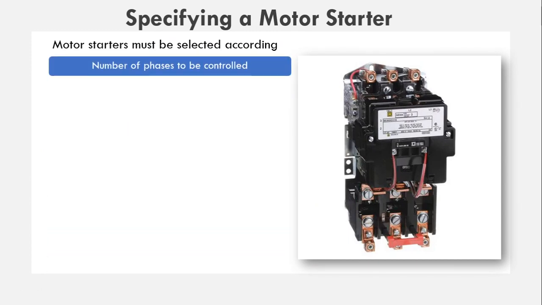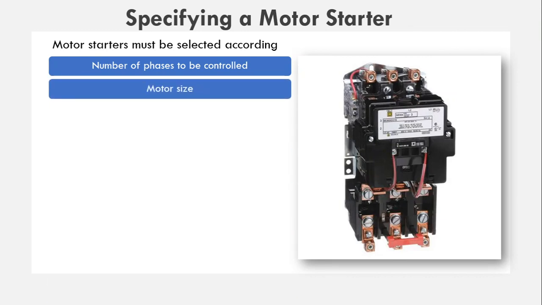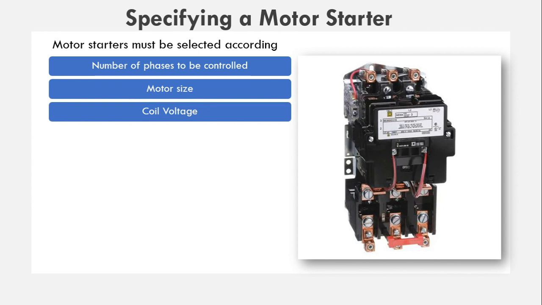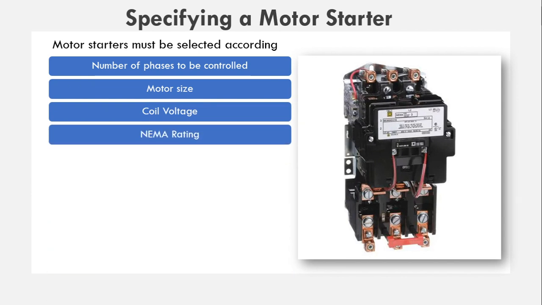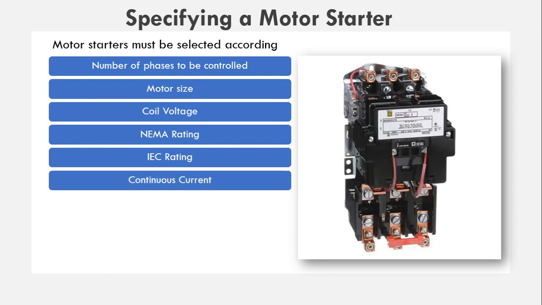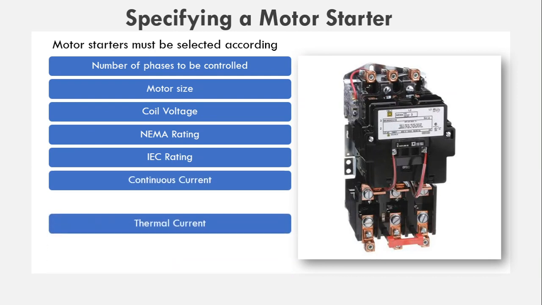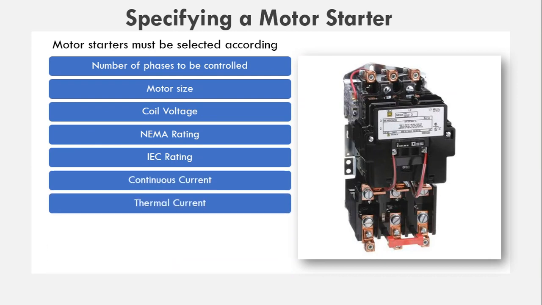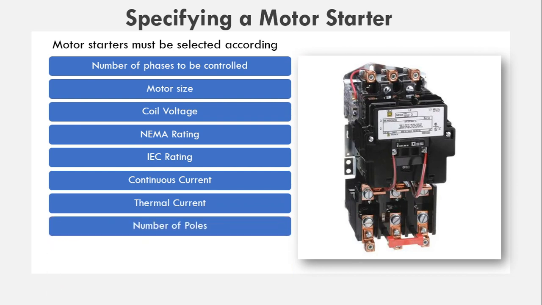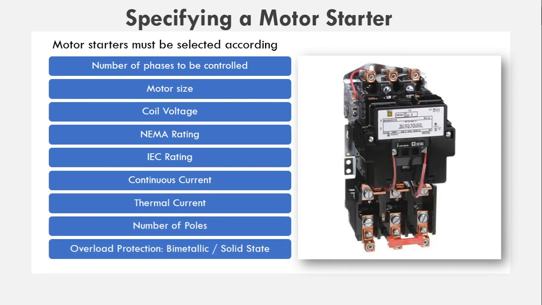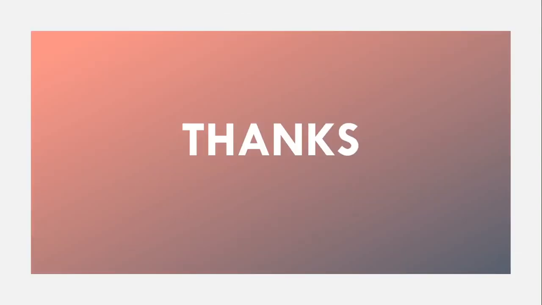Next is the specifications of a motor starter. The motor starter must be selected according to the number of phases to be controlled, the motor size, the coil voltage, the NEMA ratings, the IEC ratings, the continuous current, the thermal current, the number of poles, and the overload protection, like bimetallic or solid state. Thanks.